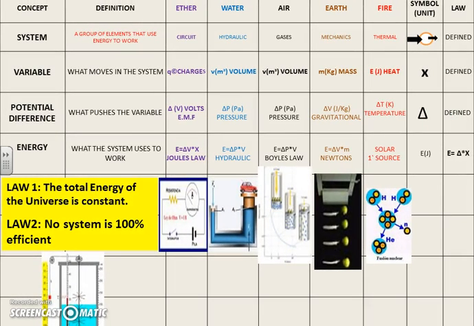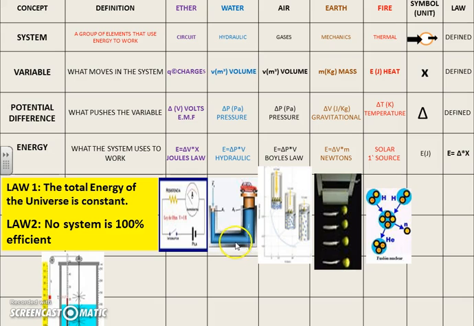Now energy. Energy is what the system uses to work. If you have voltage and you have charges in a circuit, then you have electric energy. So the electric energy is the product of the voltage multiplied by the charges. This is known as Joule's law in a circuit.